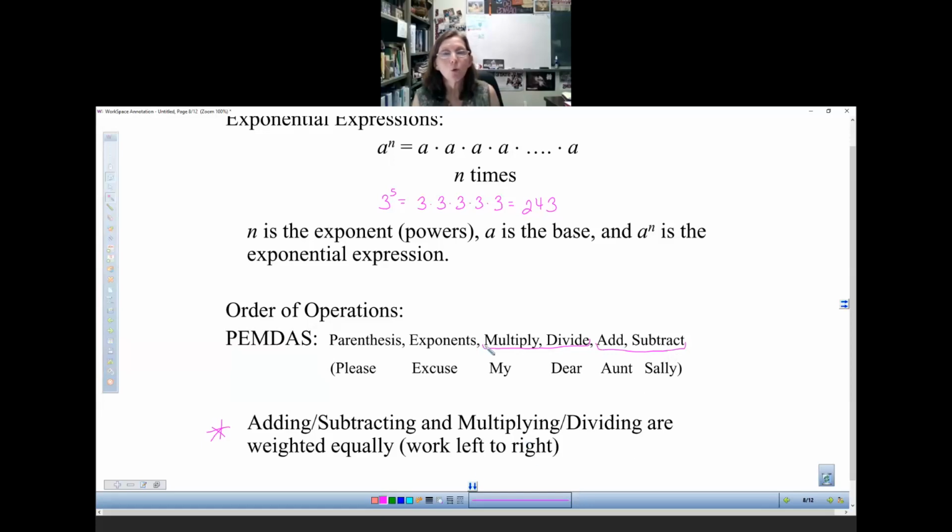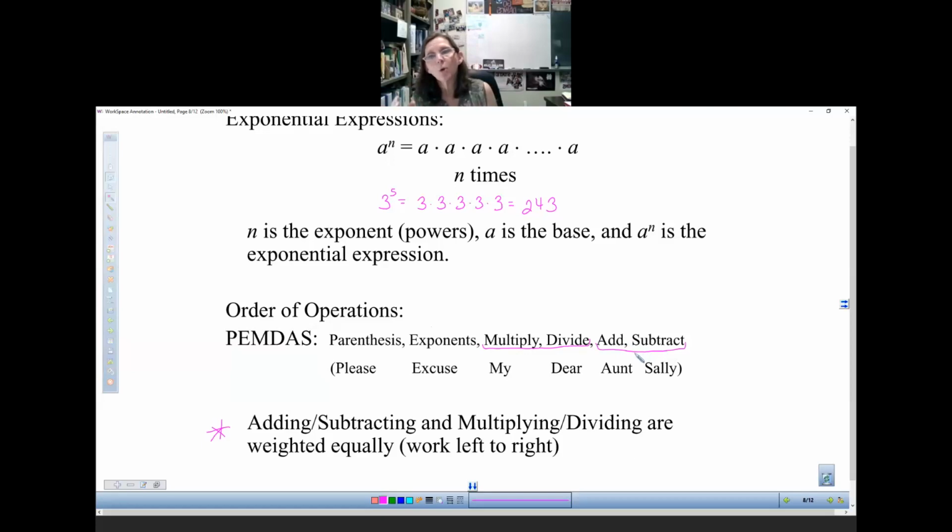Okay? So we're going to see some problems in a minute, but please make sure that as you're looking at a problem, you take care of anything inside parentheses, simplify it, parentheses or absolute values. So the parentheses and the absolute value signs work the same. You want to take care of your exponents. And then as you work through the problem, you look at multiplication and division and you work them from left to right. And then you look at addition and subtraction and you work them from left to right.